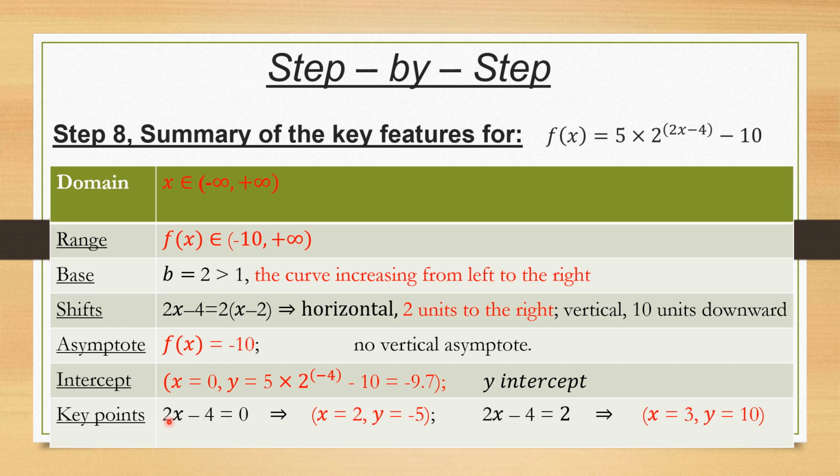Now the key points are going to be this, because when the exponent is equal to 0, you can calculate that x is equal to 2 and y is equal to negative 5. When the exponent is equal to 2, x is equal to 3 and y is equal to 10. So we chose those numbers because they're easy to calculate and they're integers.